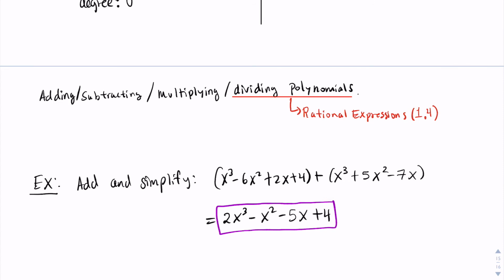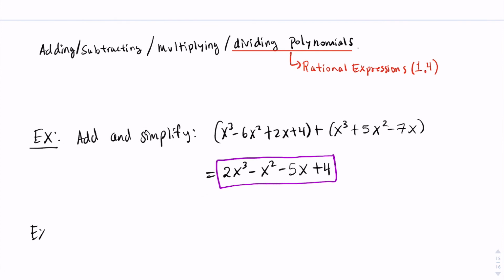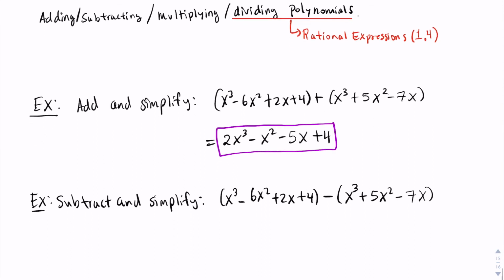And what about if I ask you to subtract and simplify? Say I want you to subtract x to the third minus 6x squared plus 2x plus 4, minus x to the third plus 5x squared minus 7x. Just what we have here, when we're subtracting.